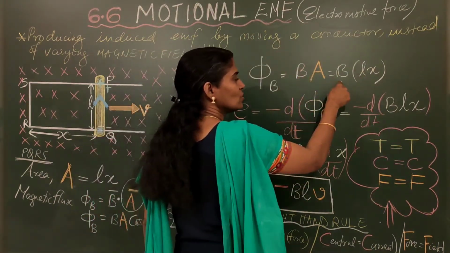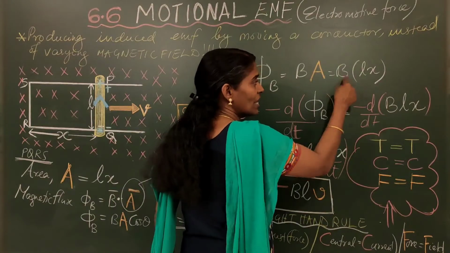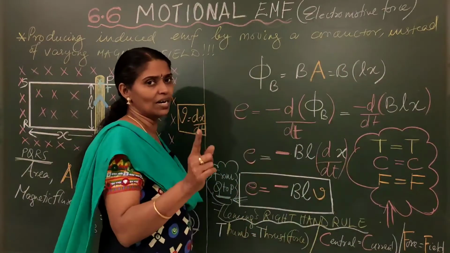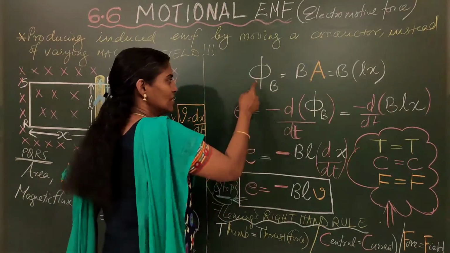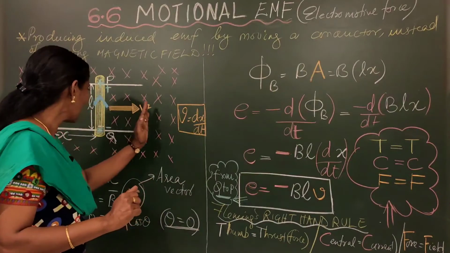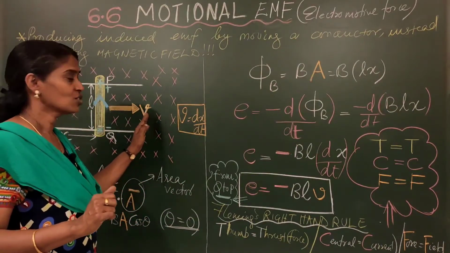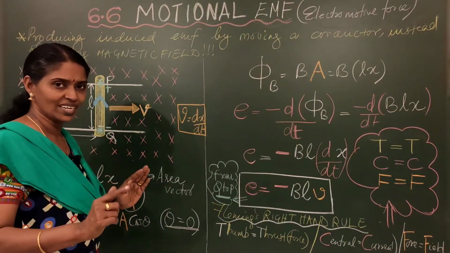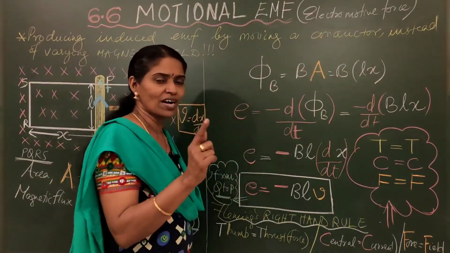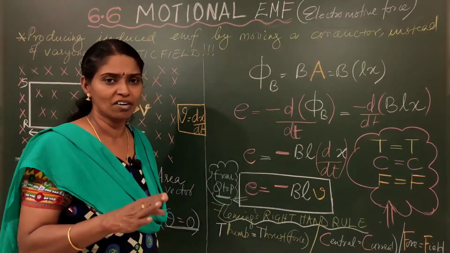Again, when you watch this, you can see B is a constant, L, the length of the rod, is a constant, X is a variable. Meaning, there is change in magnetic flux because this is moving right with a velocity V. So, X is keeping on changing. So, if there is a change in magnetic flux, there is an induced EMF.